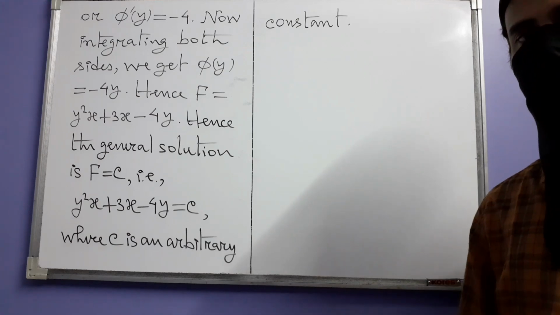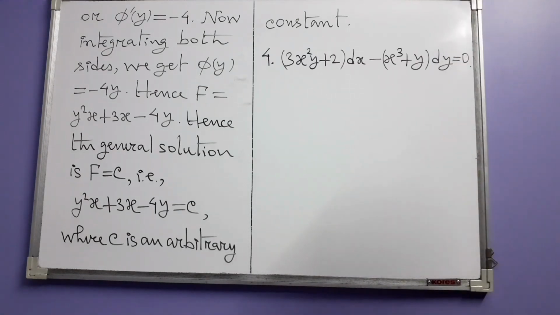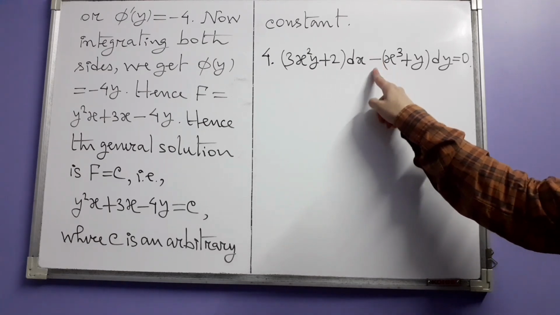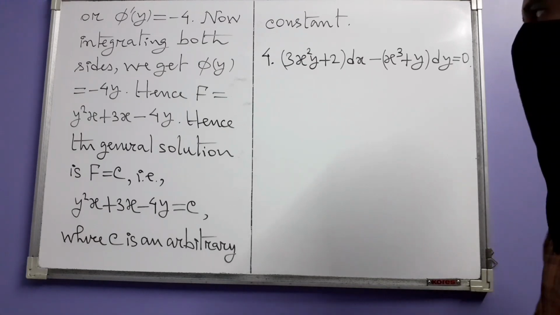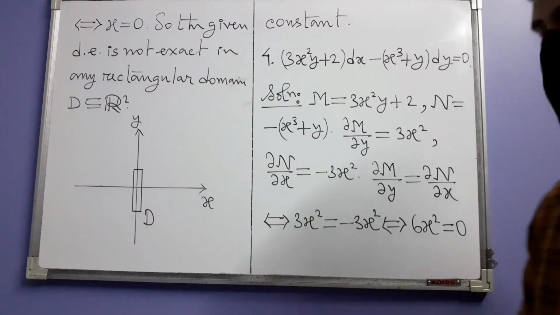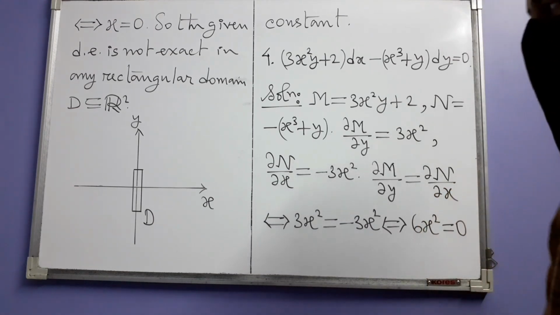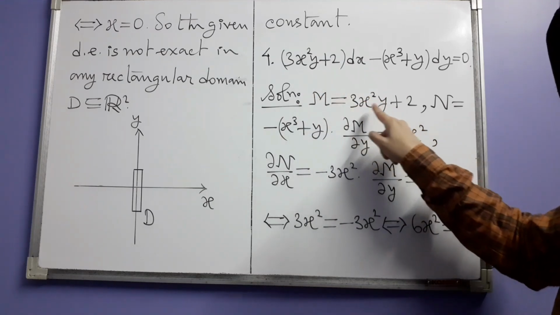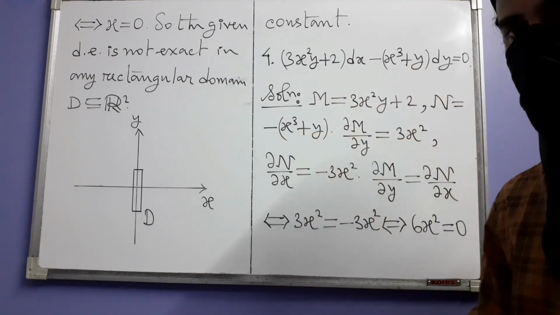Let us see the next one. So the next one is number 4, and the equation is (3x squared y plus 2) dx minus (x cubed plus y) dy equal to 0. So let's see if it is exact or not. For this one, I am not going to write any sentences. Instead, I straight away just take this M, which is 3x squared y plus 2, and this N, which is minus (x cubed plus y).